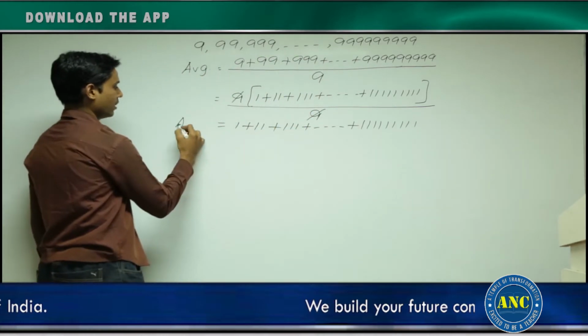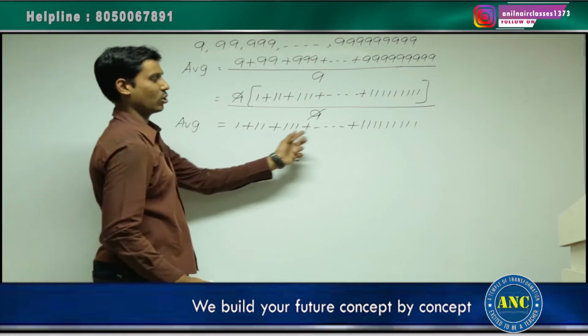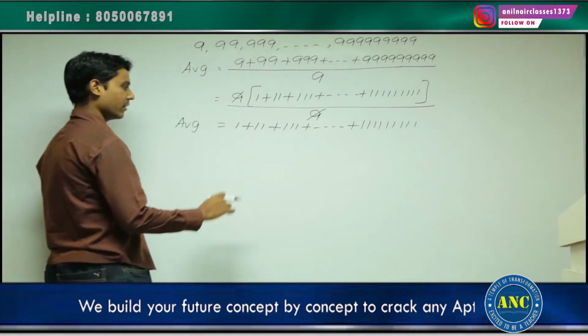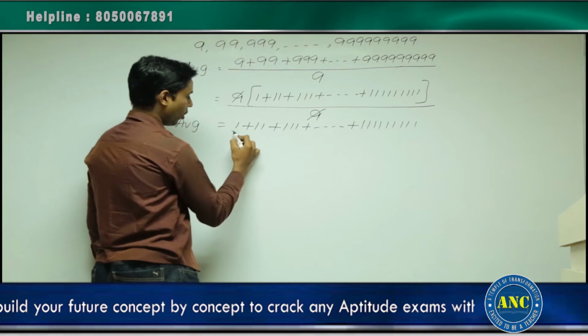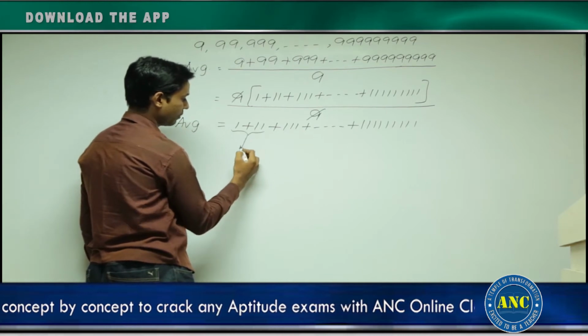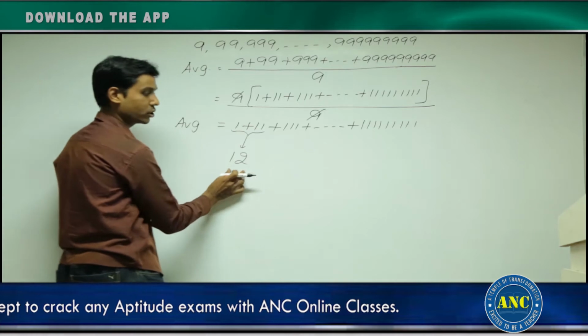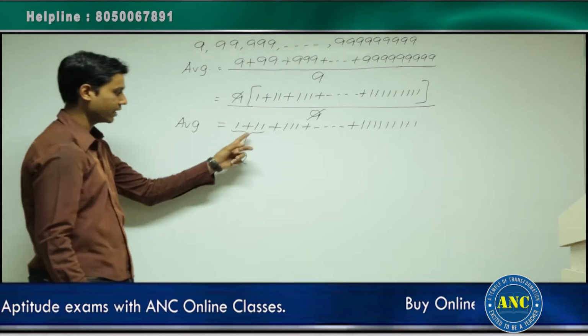Now if you observe, one way to find this is to add all those things, which will take a lot of time. Otherwise, do it in this approach. What is the sum of the first two terms? 1 plus 11 is 12. Right? The sum of the first two terms is 12.